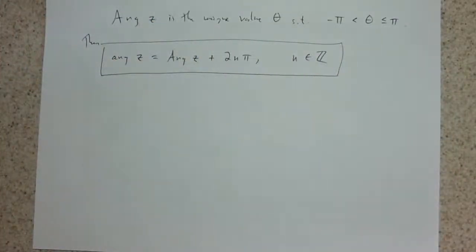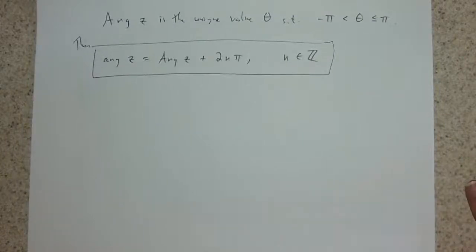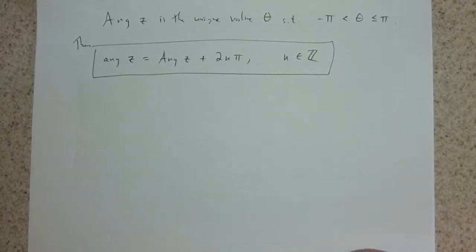Now, this might seem like a pretty convoluted way of getting rid of the ambiguity and dealing with the fact that there are infinitely many values of theta that you could use to describe a complex number in polar form. This nails down exactly what is going on, though. And so this is what we're interested in: finding this principal value, or principal argument.